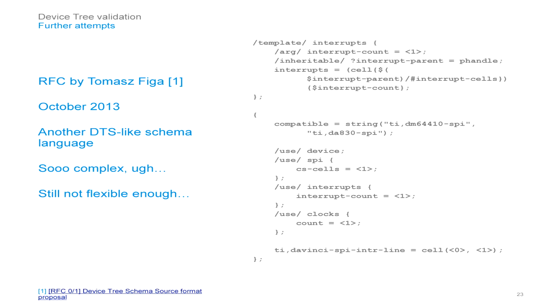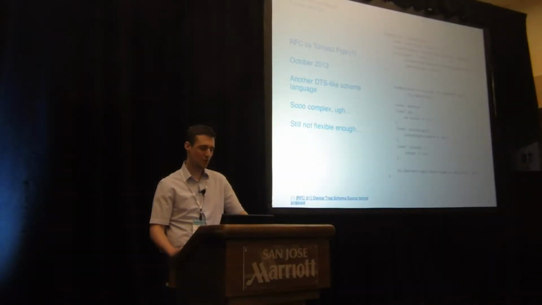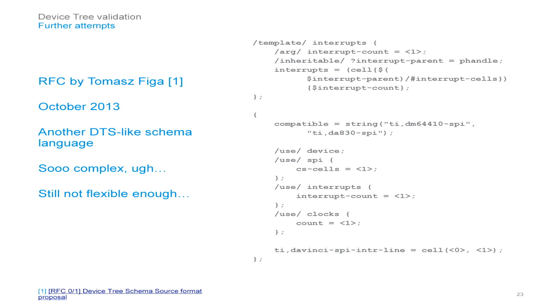It was just another DTS-like schema language, which was supposed to be much more flexible and cover much more constructs used in device tree bindings, and even things like relations between particular properties. But unfortunately, this made the language very complex, hard to work with, and in general, not nice. And it was still not flexible enough. Let's see why.